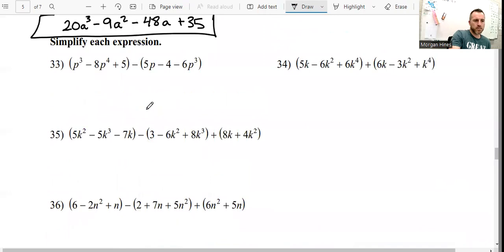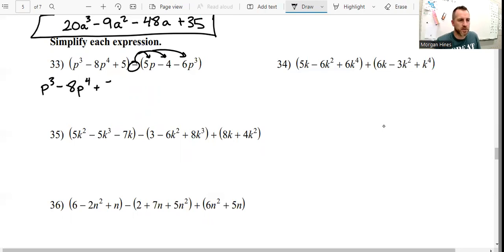All right, let's do a little bit of addition and subtraction. I'm going to do 33 because 33 is the one that gets us. These are written in no particular order. They're not written in standard form. But what we really need to pay attention to is this minus sign refers to all of this. We're taking away all of it. 5p, taking it away. Negative 4, taking it away. What does it mean to take away negative 4? It really means to add 4.